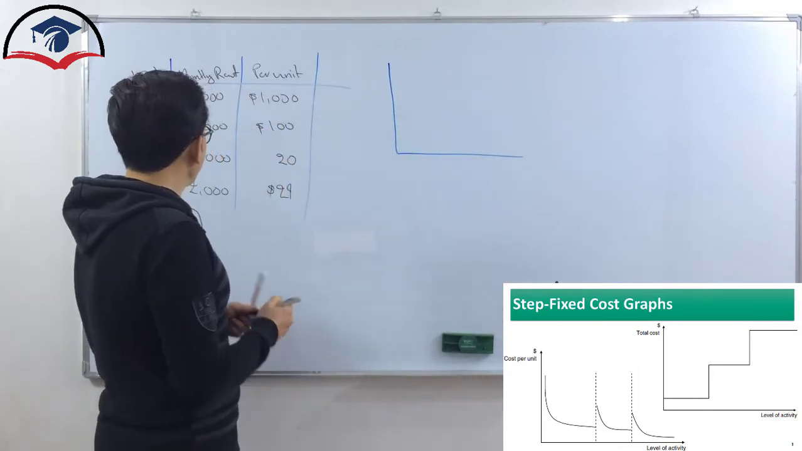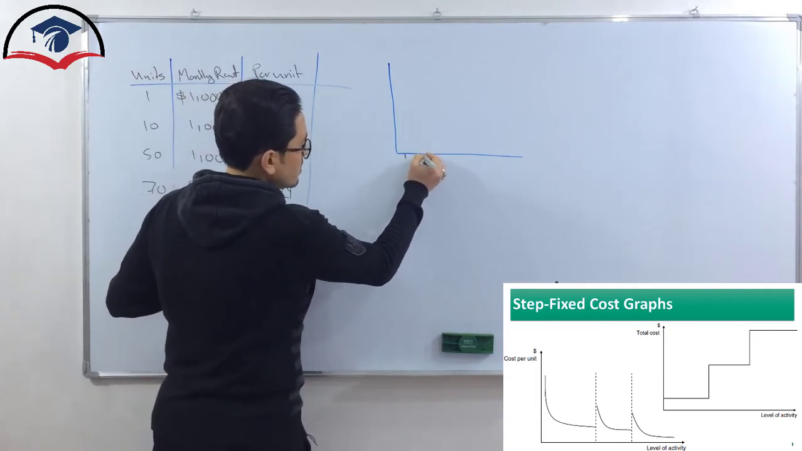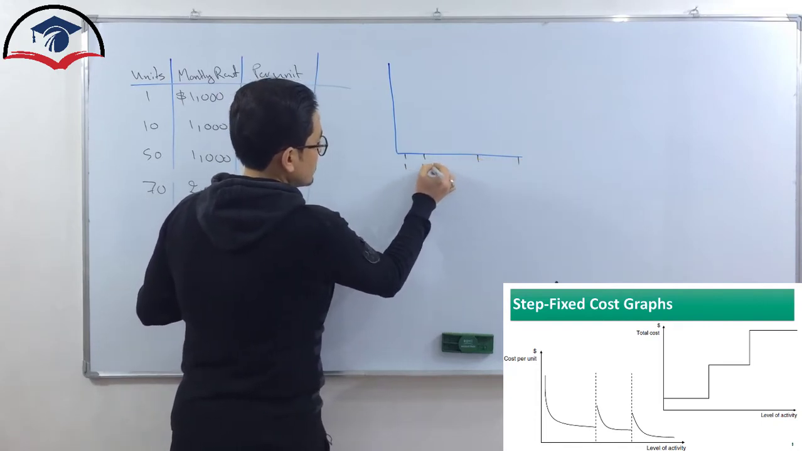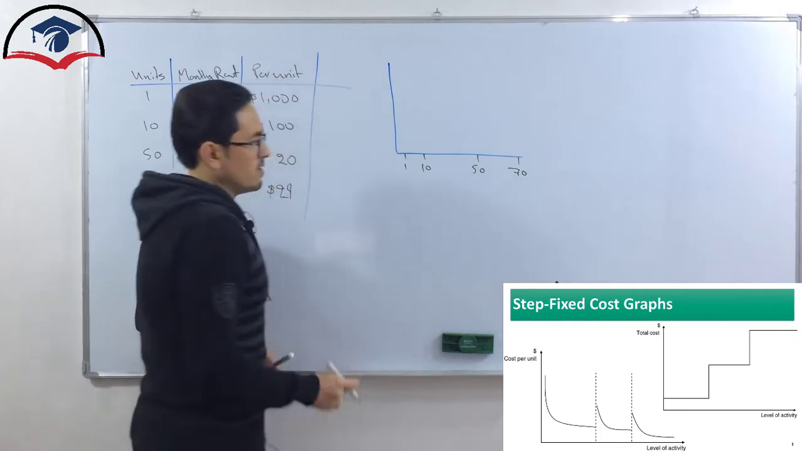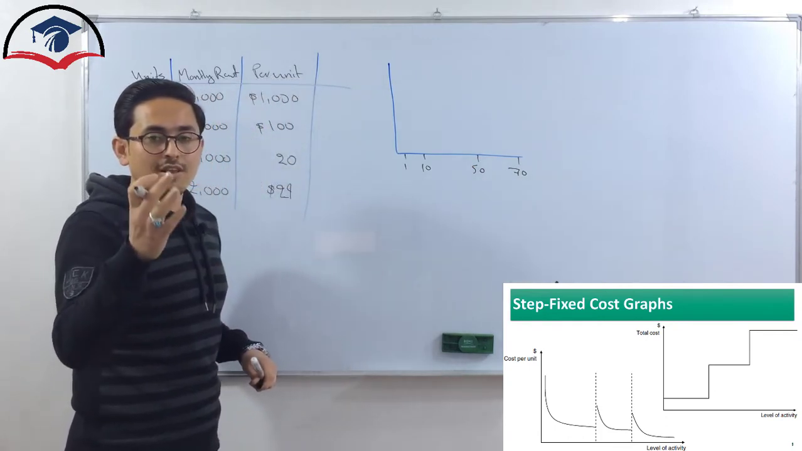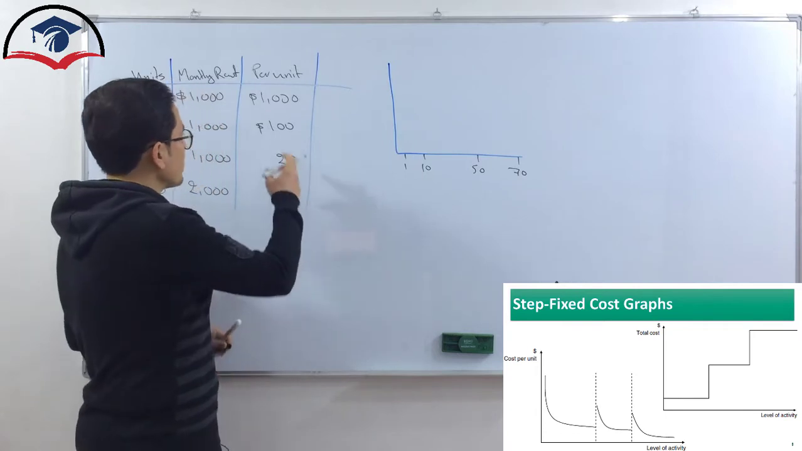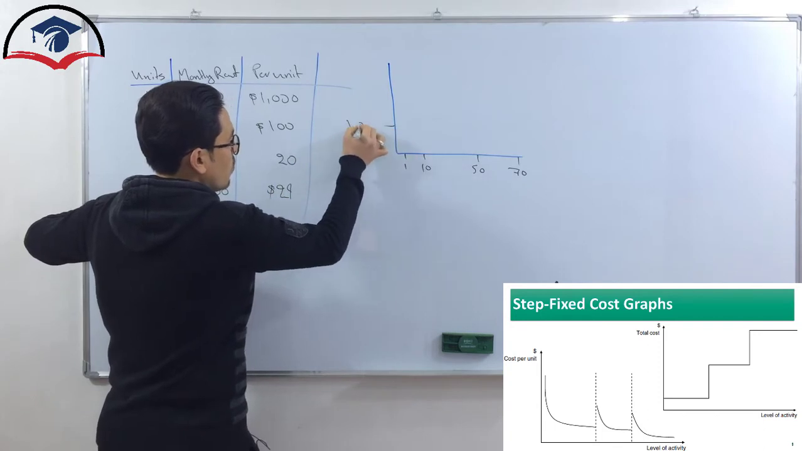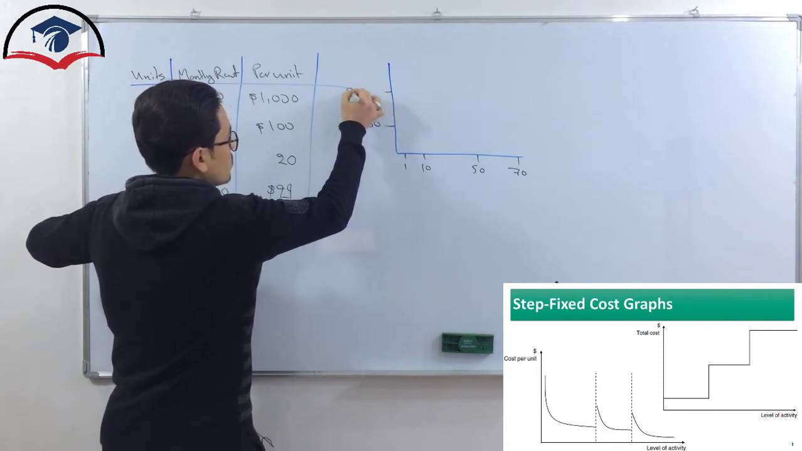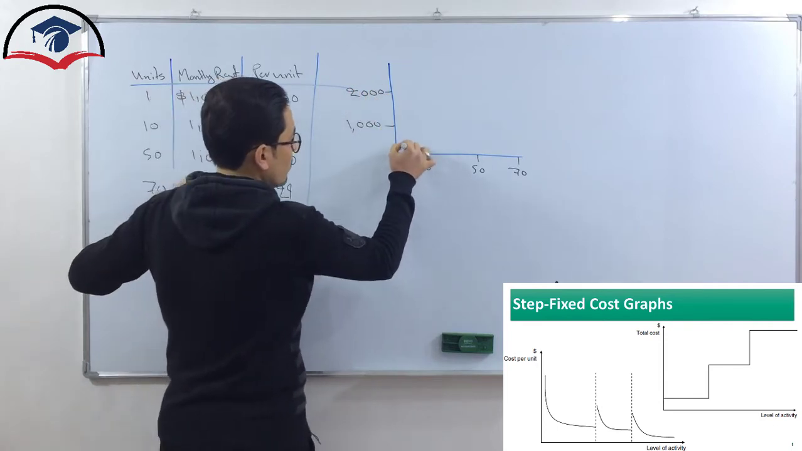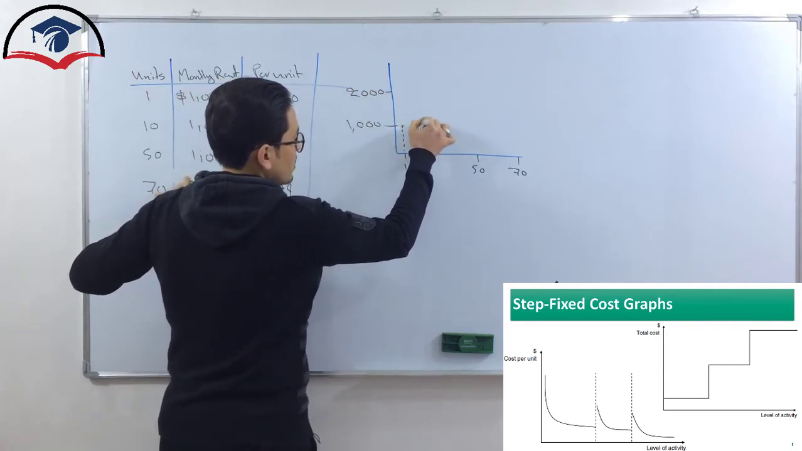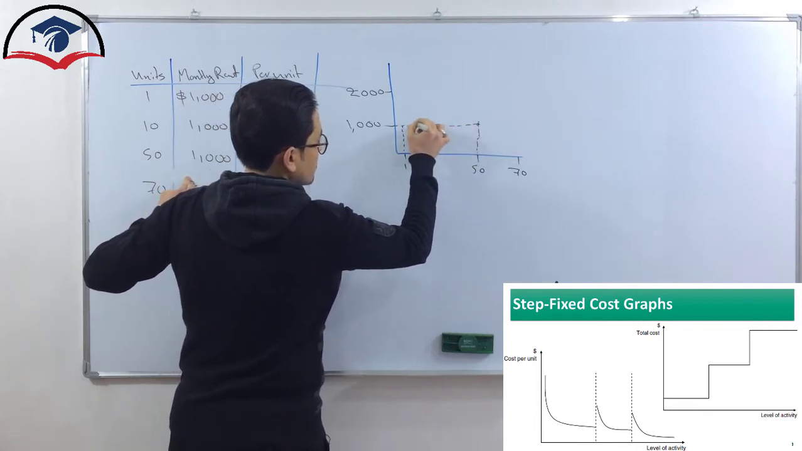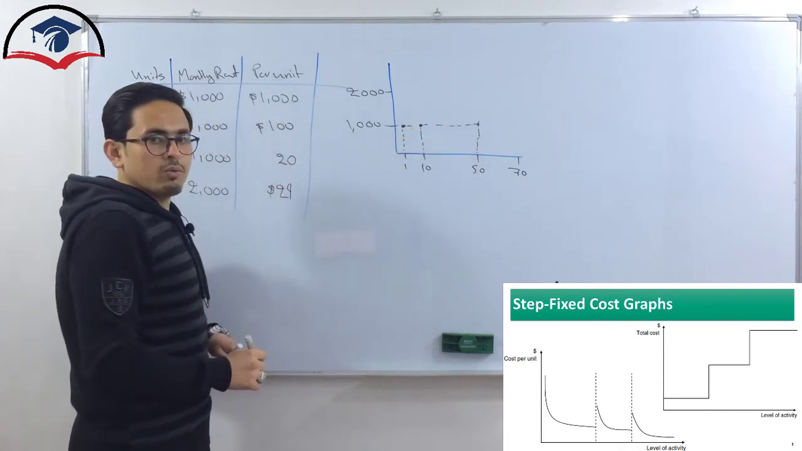The level of activity is 1 student, 10 students, 50, and suppose 70 students. But what is the cost? Let's go first of all with the total. The total fixed cost is $1,000 at one range, and $2,000 at another range. For the $1,000, this is the range. Up to 10 students, still within this class. Up to 50 students, still within this class. Here it is. But what about 70?